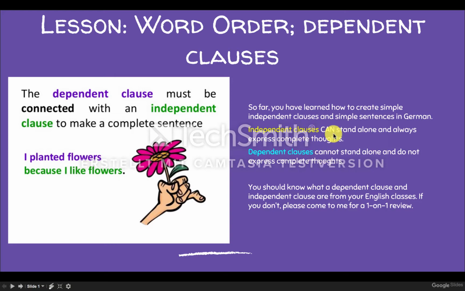An independent clause can stand alone, and it always expresses a complete grammatical thought, whereas a dependent clause cannot stand alone and does not need to express a complete thought.